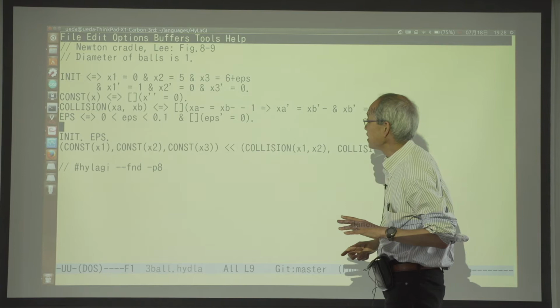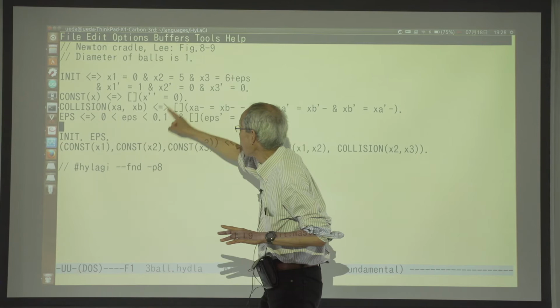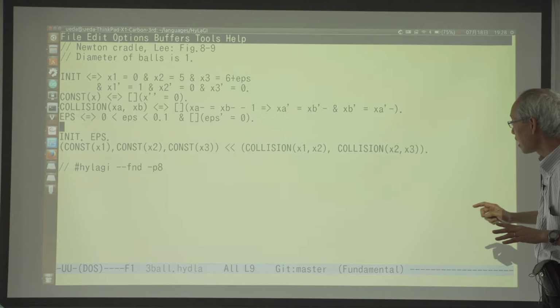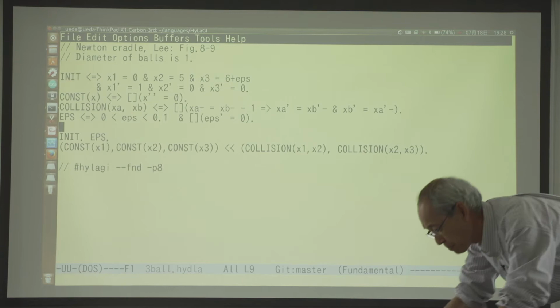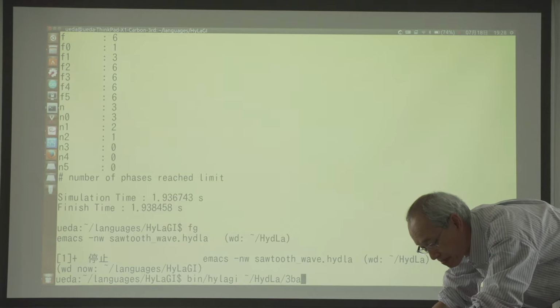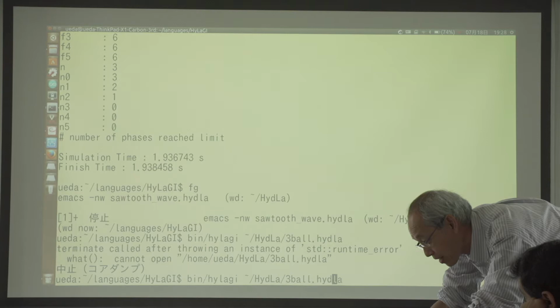And constex means that all balls are stopping. And then this is a collision equation. And the collision has higher priority than the constant motion constraints. So this is the basic idea. So let me simulate this program.